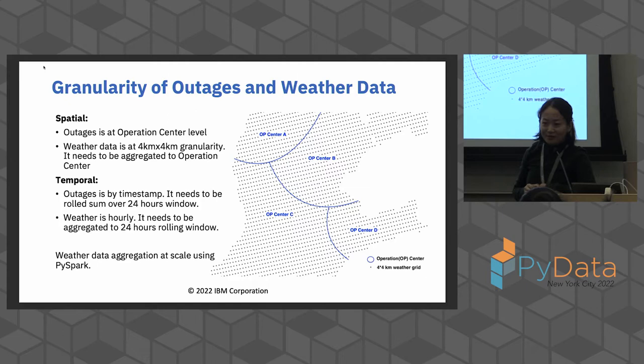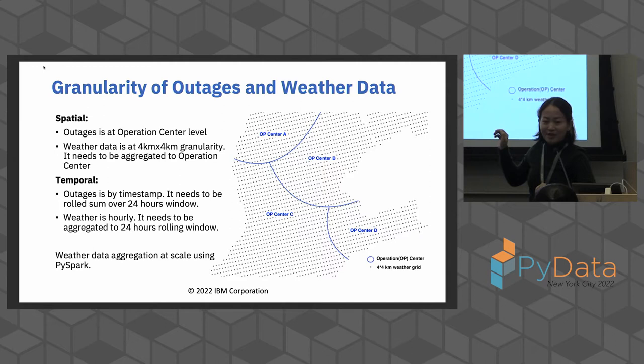Weather data is a little bit harder to aggregate because it is at a more granular level. You can see the small box on the chart is the 4.4 kilometer grid point. Weather data is available every hour at this granularity.